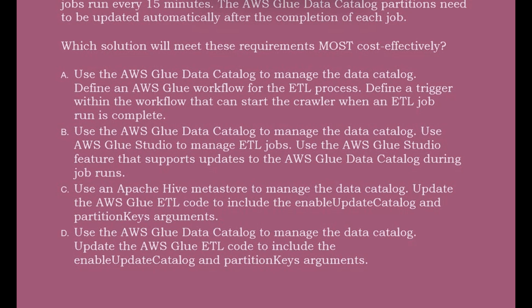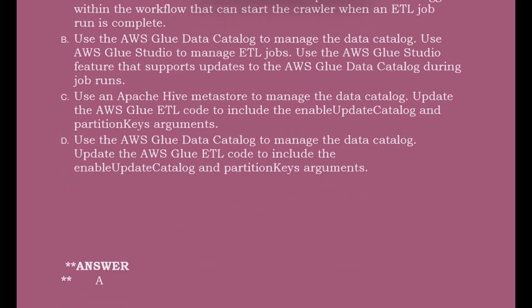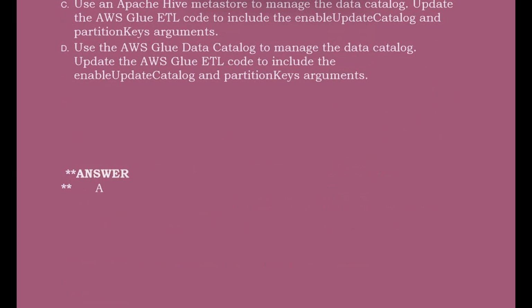Option C. Use an Apache Hive Metastore to manage the data catalog. Update the AWS Glue ETL code to include the enableUpdateCatalog and partitionKeys arguments. Option D. Use the AWS Glue Data Catalog to manage the data catalog. Update the AWS Glue ETL code to include the enableUpdateCatalog and partitionKeys arguments. Correct answer is option A.